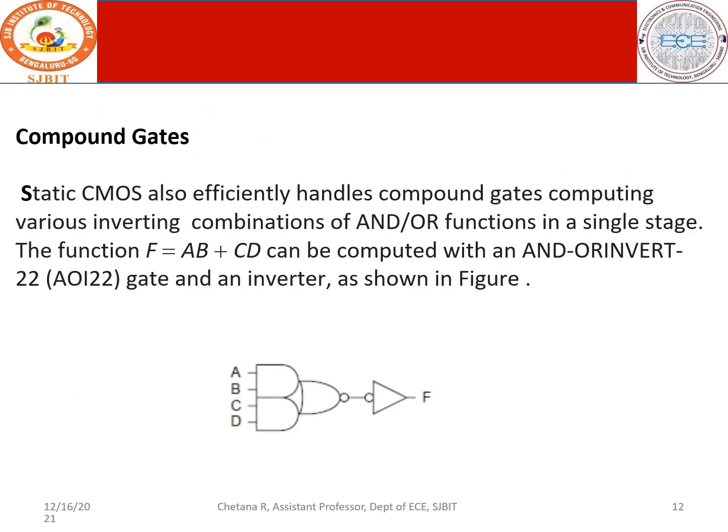Next we have compound gates. Static CMOS also efficiently handles compound gates, computing various inverting combinations of AND and OR functions in a single stage. So we have a function F equal to AB plus CD, which can be combined as this is your AND gate, this is your AND gate, and the combination of these two gives your OR gate. So it is computed with an AND-OR-invert 2-2 gate, and an inverter as shown in the figure.